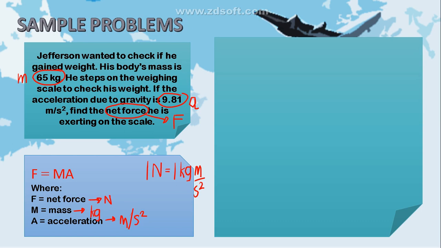So, after labeling and then identifying our formula, pwede na tayong mag-solve. So, we have force is equal to mass times acceleration. We're looking for the force. All you have to do is directly substitute the values. So, mass is 65 kilograms multiplied by the acceleration, which is 9.81 meters per second squared.